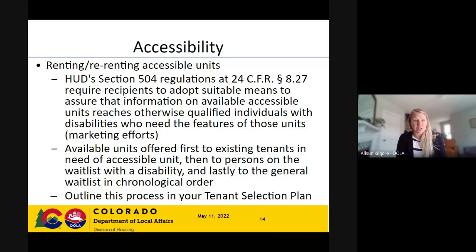And for accessibility, this is something also that we see a lot of questions on when we're doing monitorings. The accessible units that are in your properties should be rented to persons that are going to be seeking an accessible unit. And so the HUD Section 504 regulations require that the recipients, so that's owners, agents, management companies, adopt suitable means to assure that the information on accessible units reach otherwise qualified individuals with disabilities who need the features of those units. So thinking of your marketing efforts.